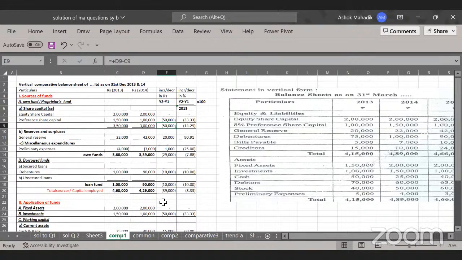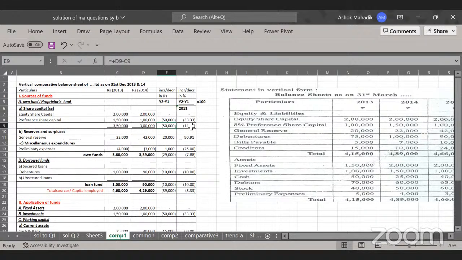Likewise, we'll get the third column. Now, I hope you understood how to get third column figures. Always do year 2, which is 2014, minus year 1 figure, 2013. Okay, you'll get the values. Clear? Third column values. I'll discuss your queries in just a while once I'm done with this sum.